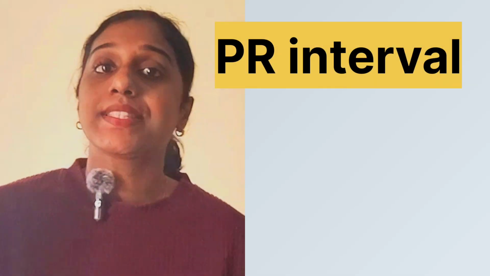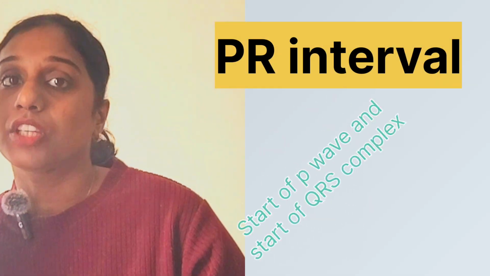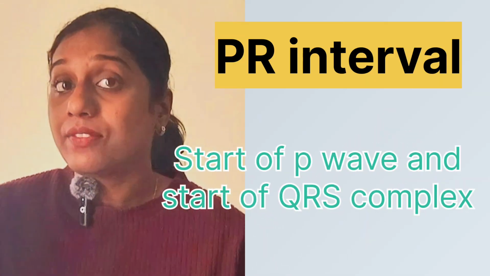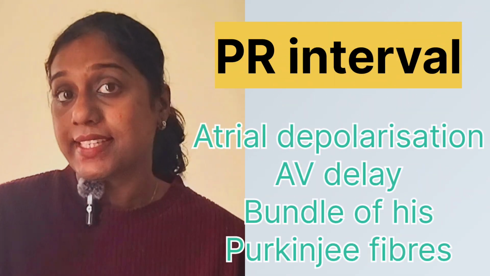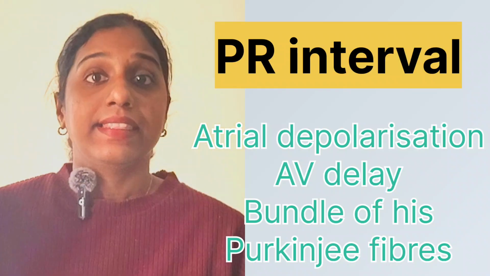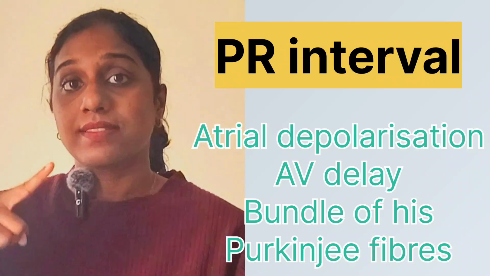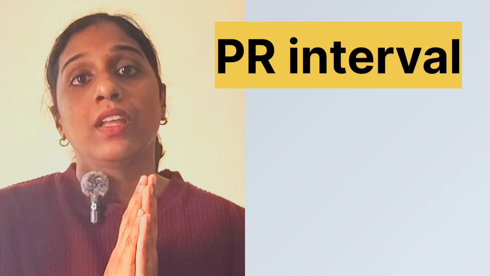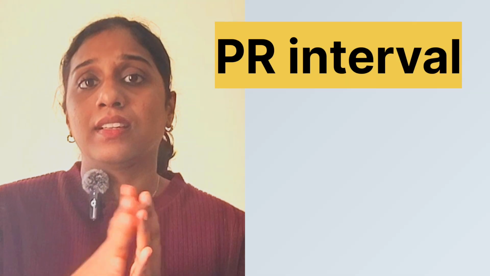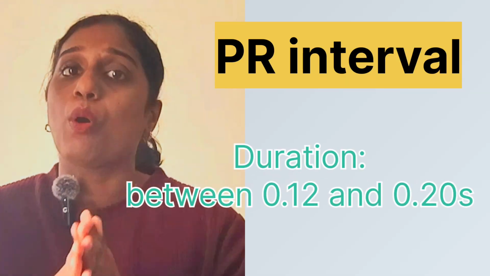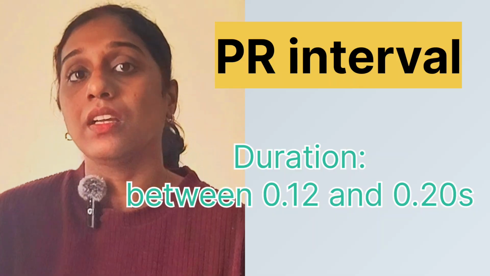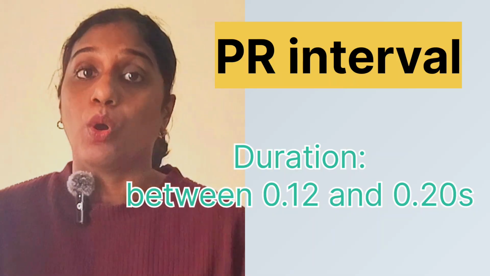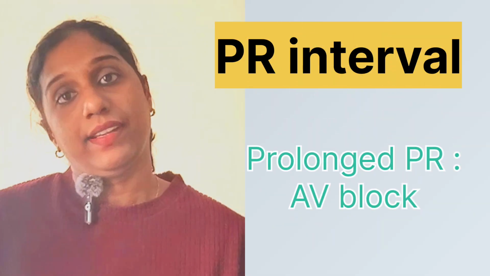Next is the PR interval. The PR interval is from the start of the P wave to the start of QRS. So in between, what all events take place? Atrial depolarization, AV nodal delay, then bundle of His, then the impulse reaches Purkinje fibers. Then only ventricular depolarization takes place. So from start of P to start of QRS, the duration is between 0.12 to 0.20 seconds. So in case of AV block, we will get a prolonged PR interval.